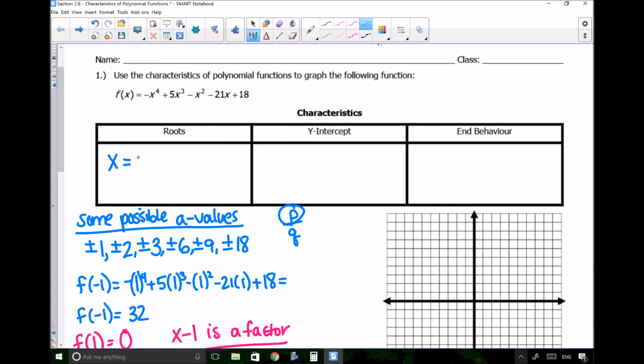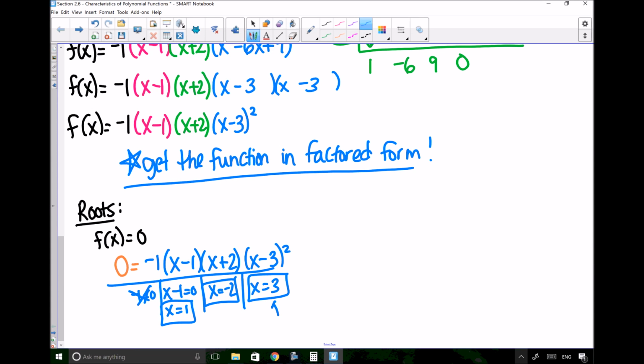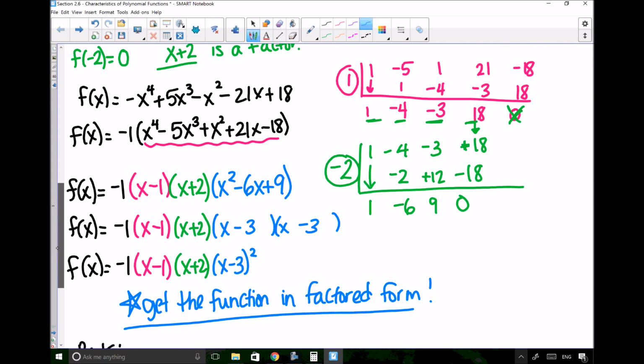Now, that should be a little bit strange to you that we end up getting 3 roots, okay? Because this is x to the power of 4. So why do I get 3 roots? Because this root of 3 actually occurs technically 2 times. How do I know it occurs 2 times? Because of this squared right here. Okay, and we're going to talk about what this squared does to our graph momentarily.